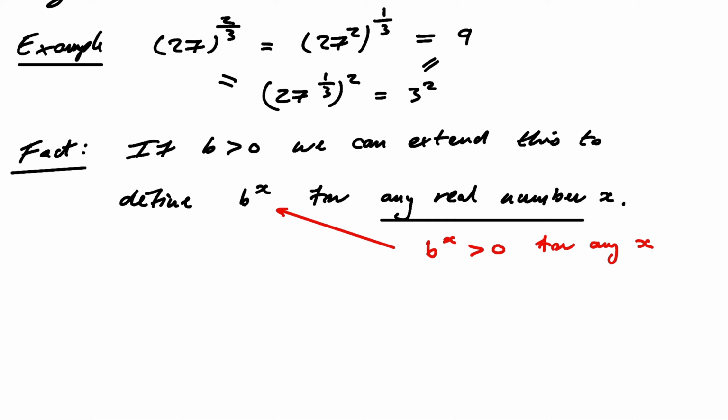So finally, there's one special case which is worth pointing out. If I have a base 1, not terribly interesting, but 1 to any power is always equal to 1, for any x. It's just a special case that's worth pointing out at the end of the day. So that is exponents defined very carefully.